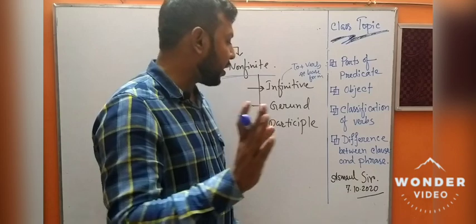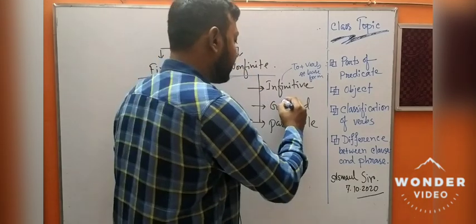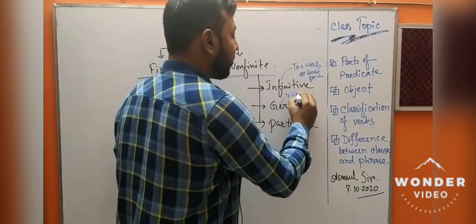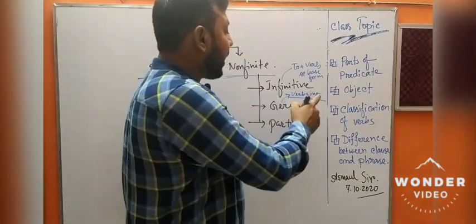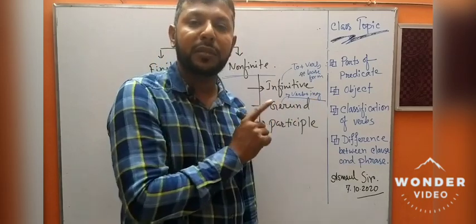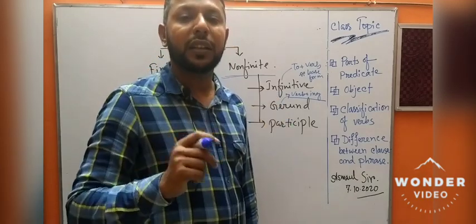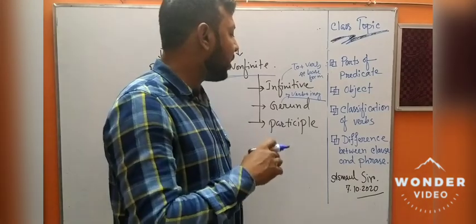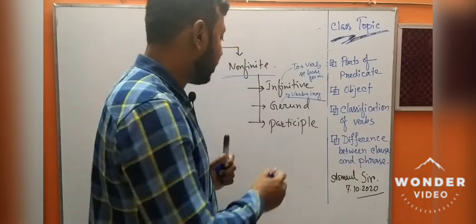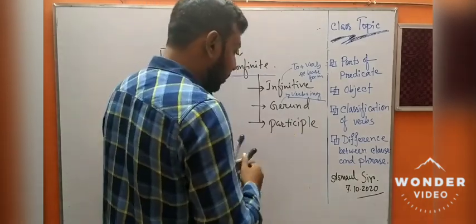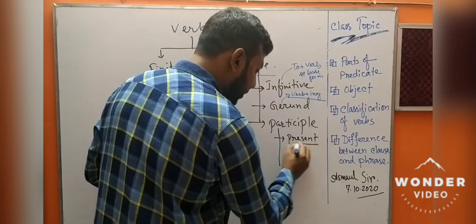Participle is also verb plus ing. But participles are divided into 3 parts: present participle, past participle and perfect participle. Let me finish at first. Gerund is verb plus ing, but you have to notice that the function of a gerund must be noun. A gerund has to be a noun in function, in parts of speech. Though it is verb plus ing, its function is noun. Participle has 3 kinds.